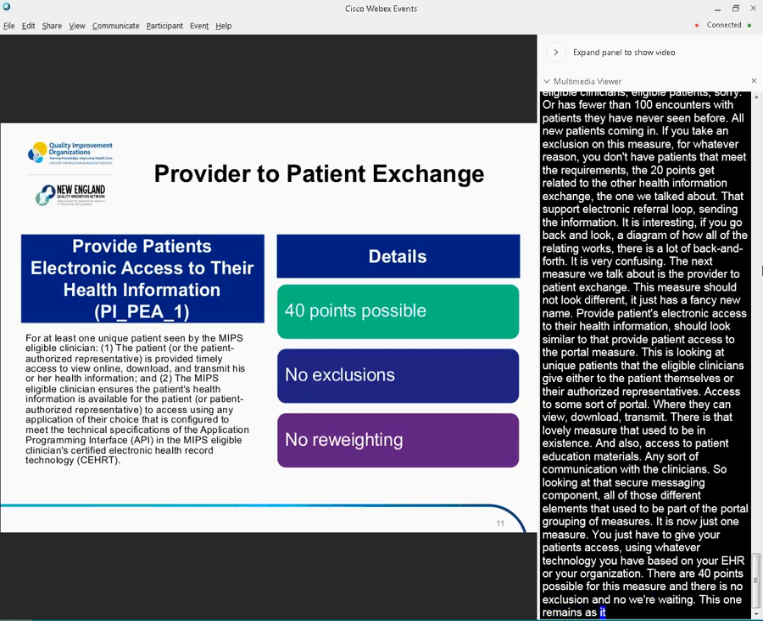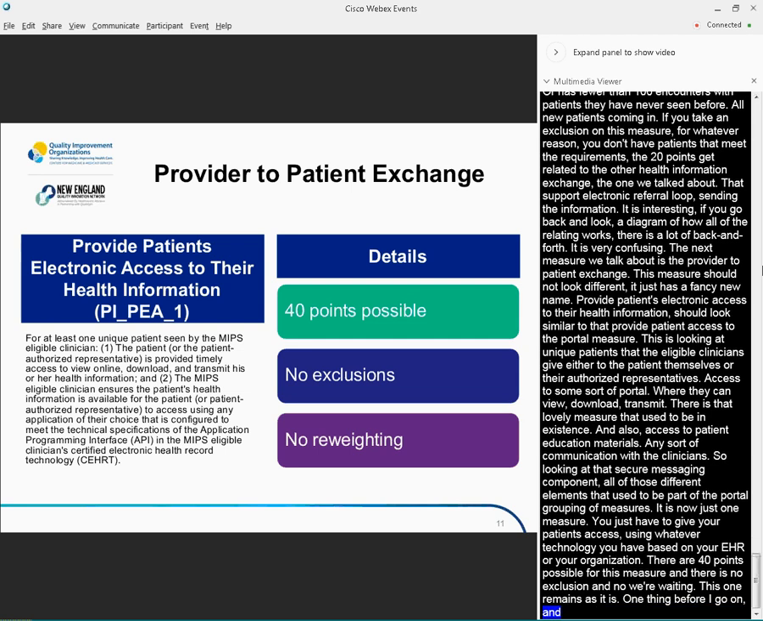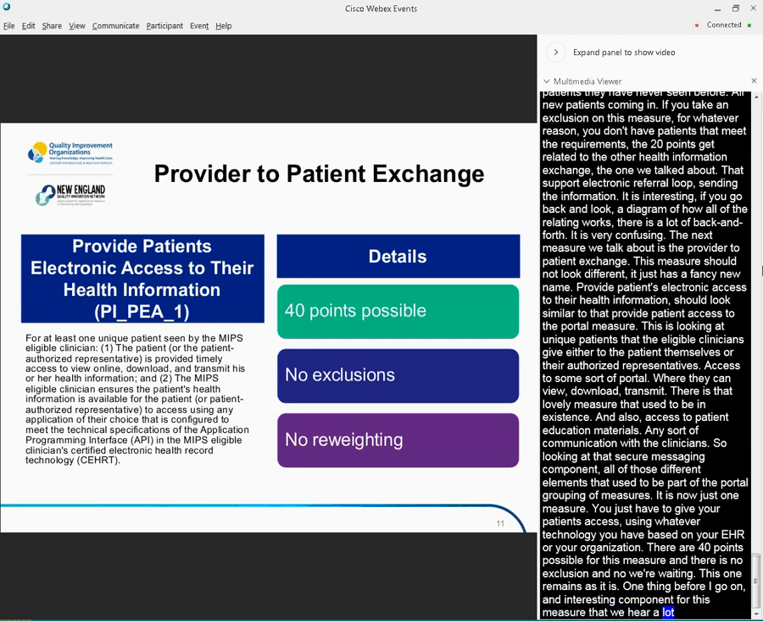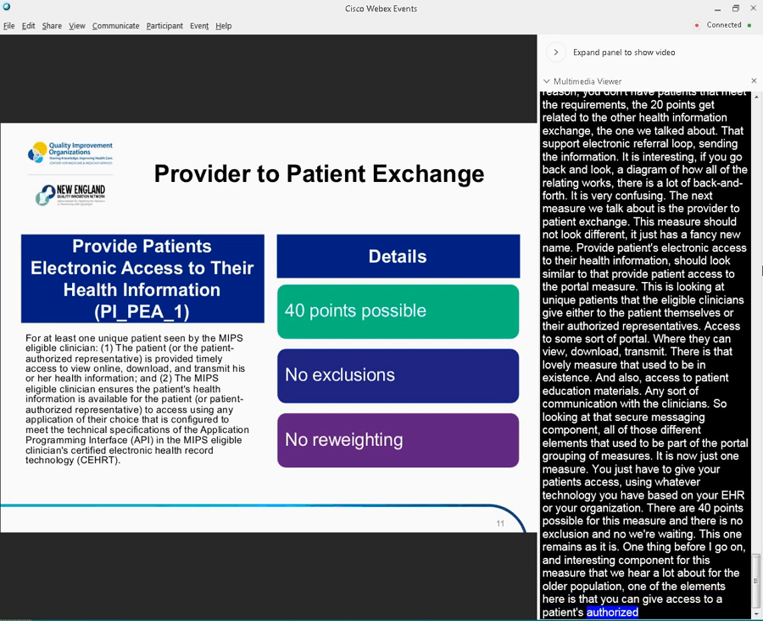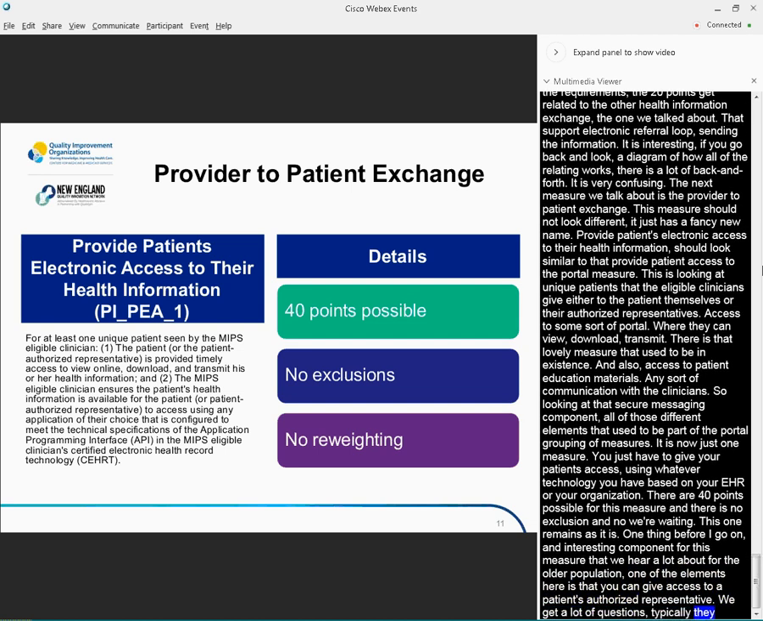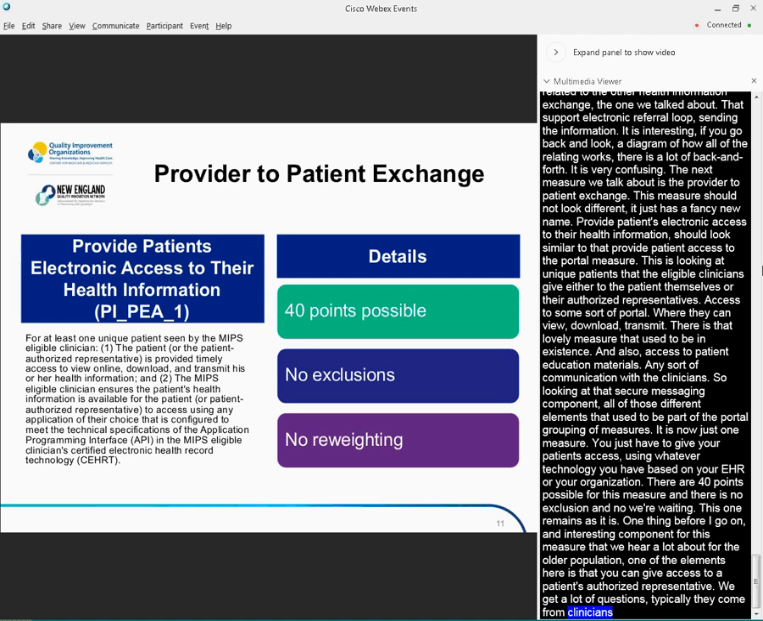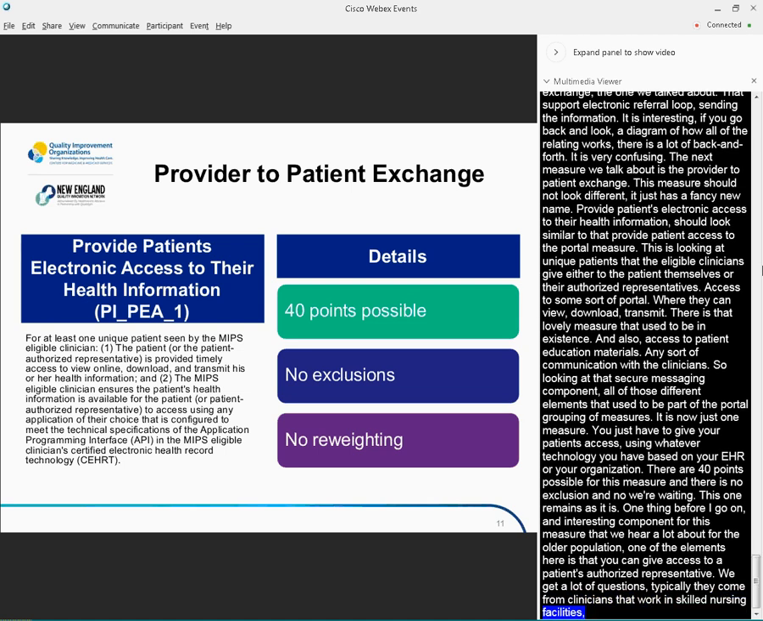Just one thing actually before I go on. An interesting component of this measure that we hear a lot about, for the older population, is that you can give access to a patient's authorized representative. We get a lot of questions, typically from clinicians that work in skilled nursing facilities, so maybe SNF providers that go in and do consults or regular patient care. How do they make this measure work?